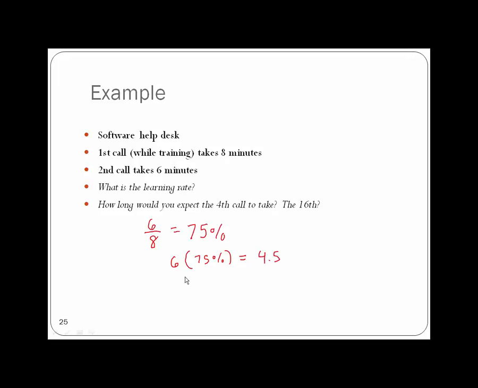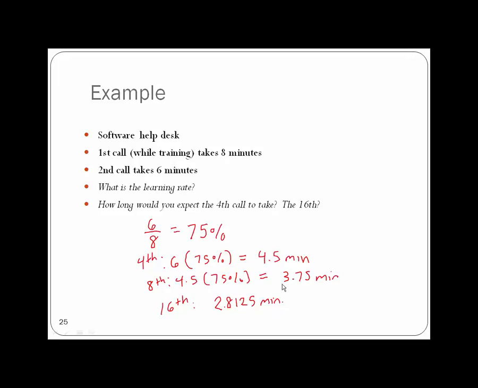What about the eighth call, which would mean another doubling of output? Well, I would then take the time for the fourth call, multiply it by 75%, and I get the time for the eighth call to be 3.75 minutes. What about the 16th call? Well, if you can imagine, we're going to take 3.75, multiply it by 0.75, and you'll actually get 2.8125 minutes.